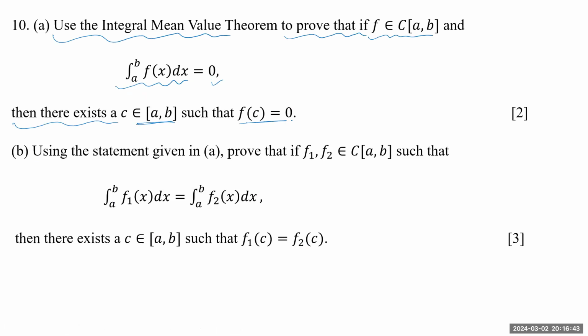So what is that one? How do we apply the integral mean value theorem? There is only one function. Where is the g? What is the g? So if you know the f and g, then we can prove it. So here, the g is also the same function, right? Why? f is a continuous function, and every continuous function is also Riemann integrable.